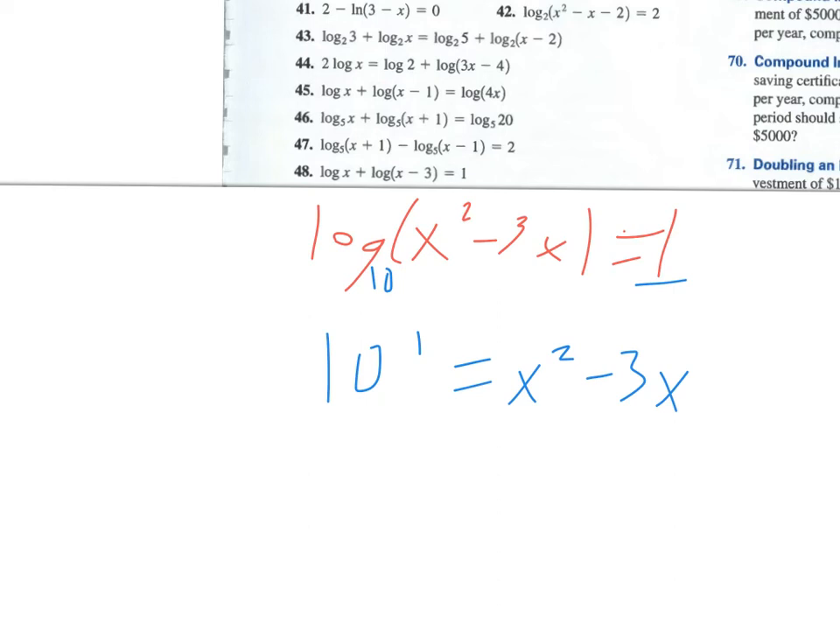Now this did still turn into a quadratic. So I need to get one side to 0 and factor. So I'm going to subtract the 10 over.